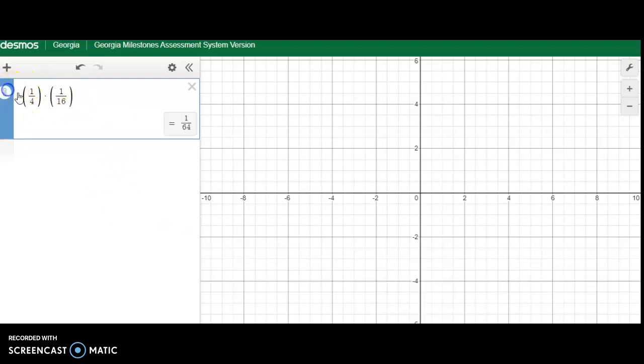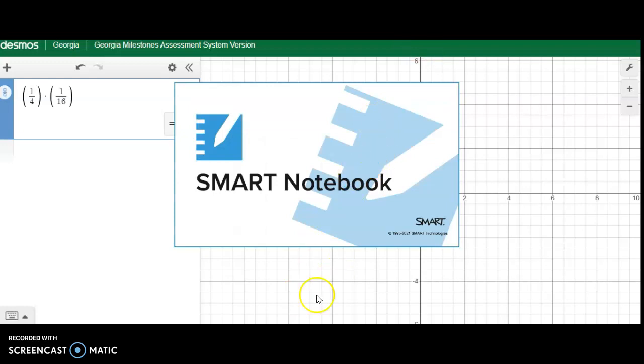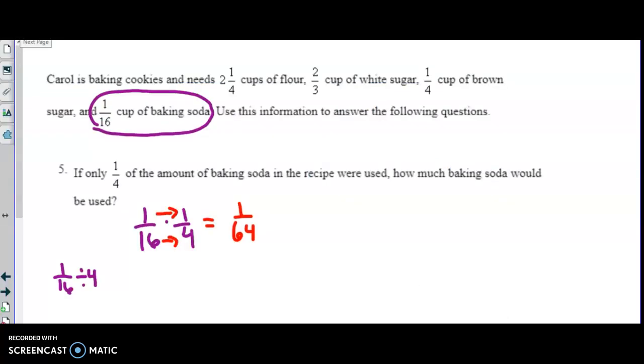All right, and if I do that in my calculator, it does give me 1/64, which is what I got with my brain. Oh, not again. Sorry, y'all. Hang on just a second. Okay, I made it back to our lesson.